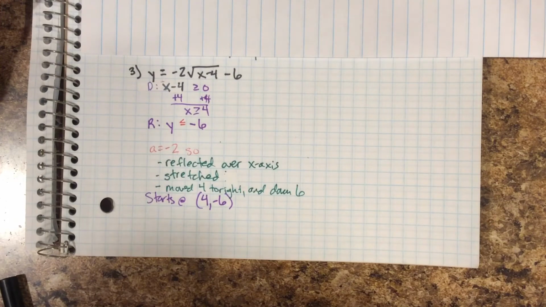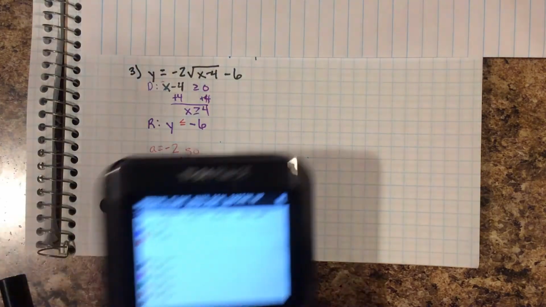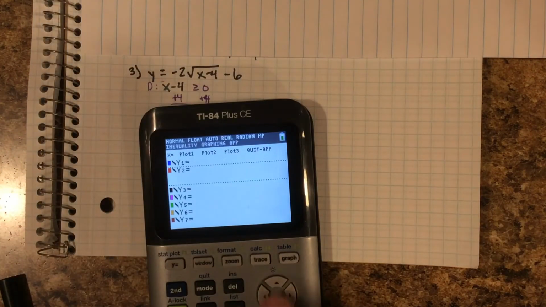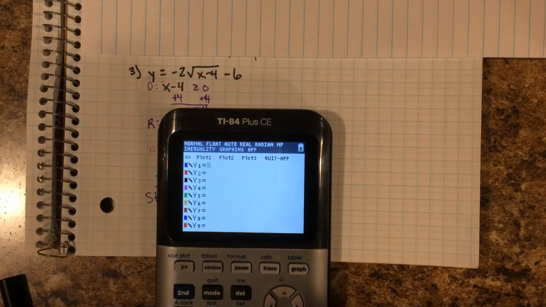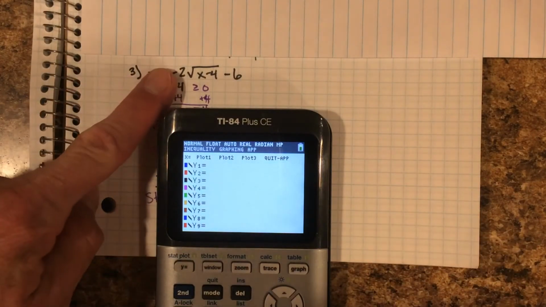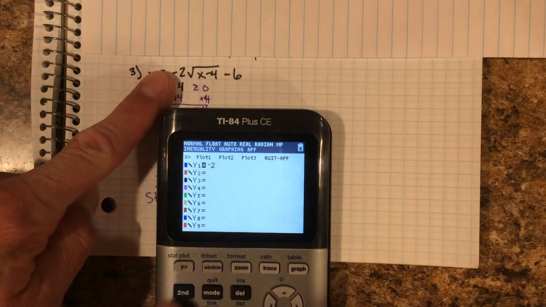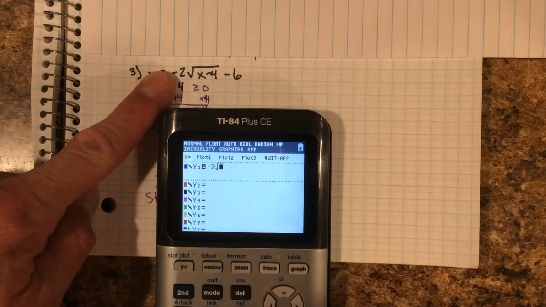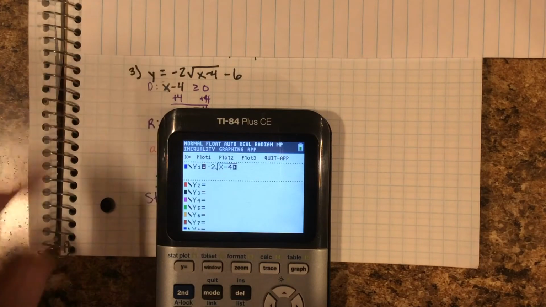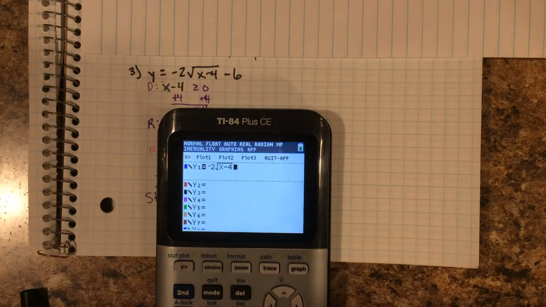Okay? So I'm in the y equals screen, and I'm on y1, and I'm going to enter this function the way it's printed. So I'm going to hit negative 2, and then I'm going to hit second square root. I'm going to enter x minus 4, but then I have to hit the right arrow so that it ends the radical. If I don't hit the right arrow, it's going to put the minus 6 underneath the radical. Okay, and I'll show you that here in the next entry.